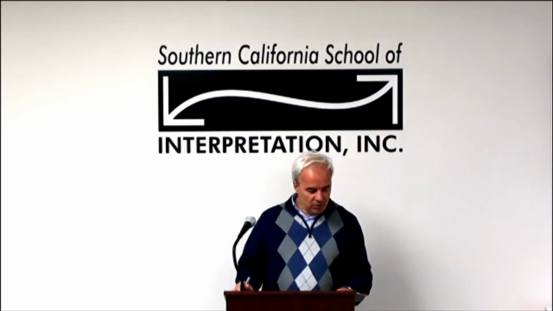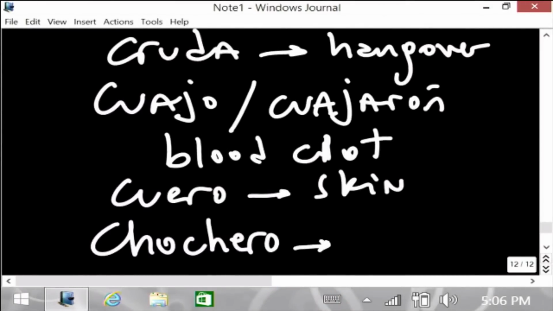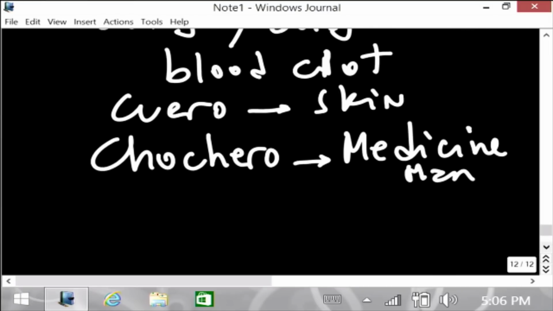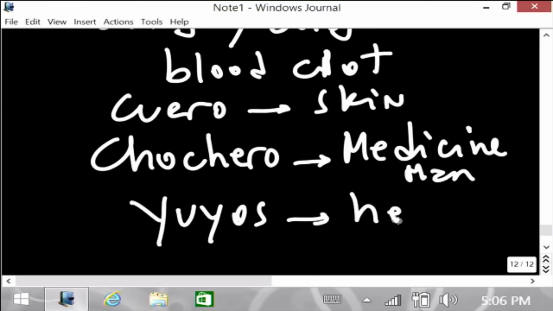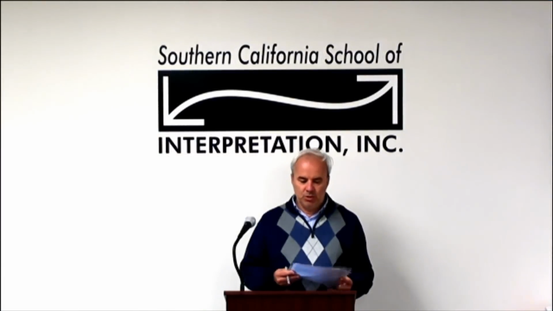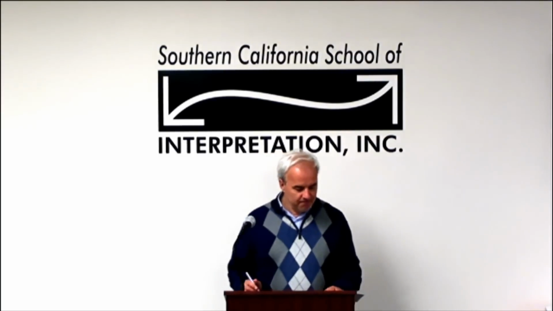Okay, so this one, chochero. Chochero refers to a medicine man. It's somebody, un chochero da siempre yuyos, which in English are known as herbs. Similar to a homeopathist, it's a doctor who prescribes different types of herbs to cure different symptoms or to relieve certain symptoms. Okay.